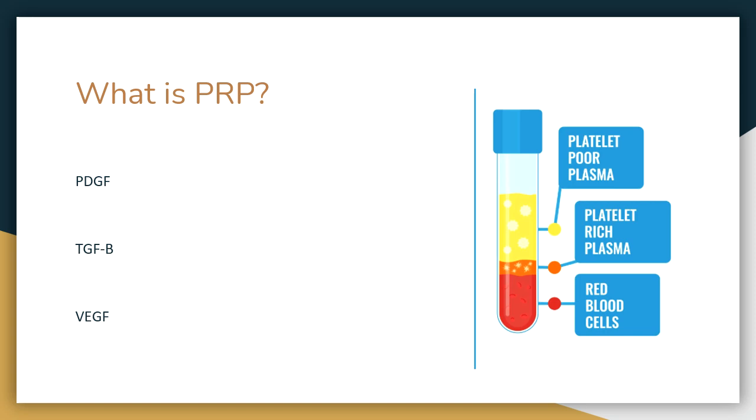Now, platelet-rich plasma, on top of being rich in platelets, is also rich in lots of growth factors, such as platelet-derived growth factor, transforming growth factor beta, and vascular endothelial growth factor. These factors have been shown to play roles in both healing and inflammation.